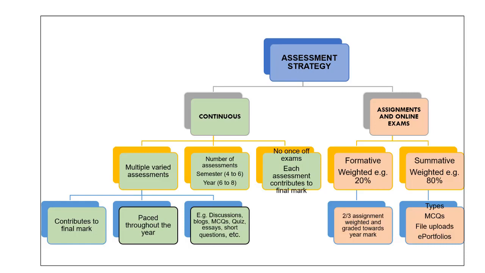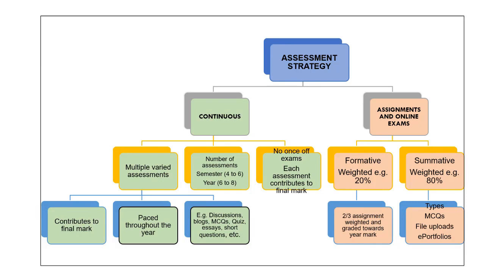There are going to be multiple varied assessment opportunities, and the number of assessments will differ. Usually, a semester module will have between 4 to 6 smaller assessments or tasks that you need to complete, and all of these are compulsory. And for a year module, you will need to complete between 6 to 8 activities, or what we would call assessment tasks.